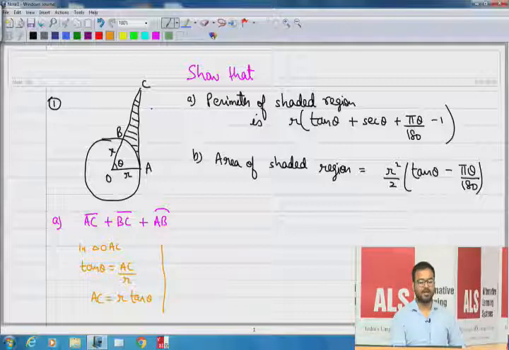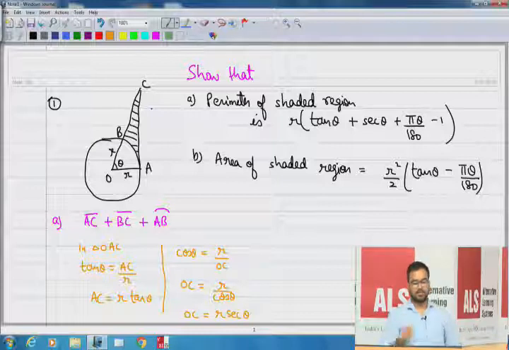Similarly, in the same triangle, if we do cos theta, it is base over hypotenuse. So base is R, hypotenuse is complete OC. So OC is equal to R by cos theta, and reciprocal of cos theta is sec theta. So it will become R sec theta.